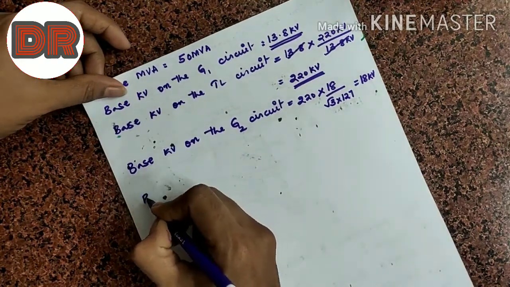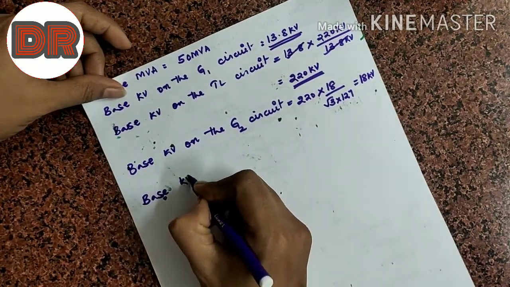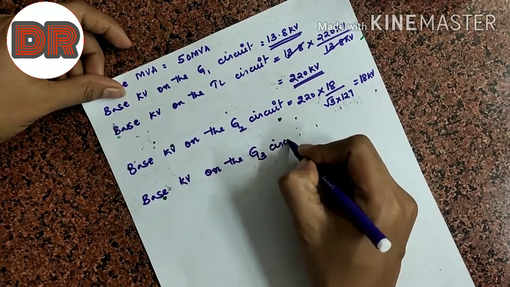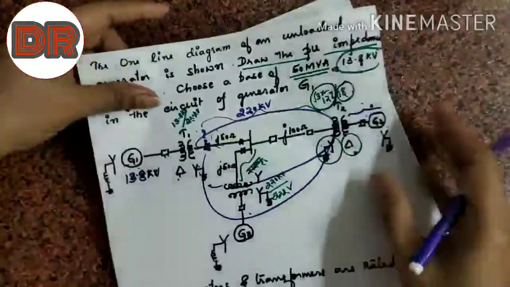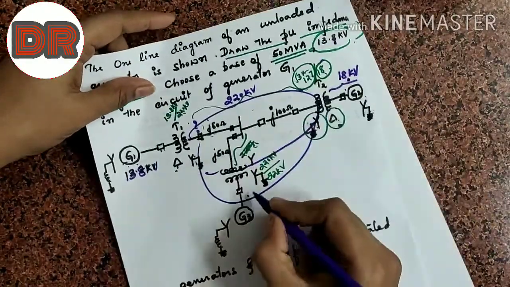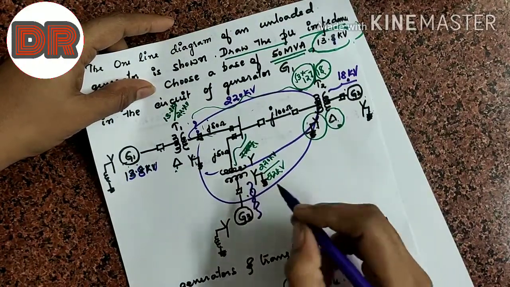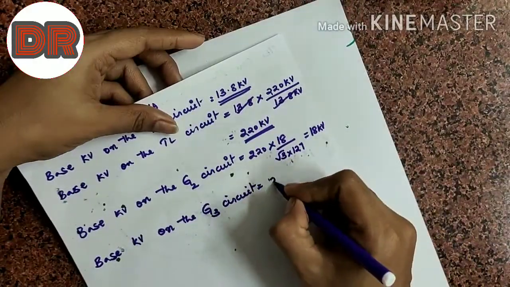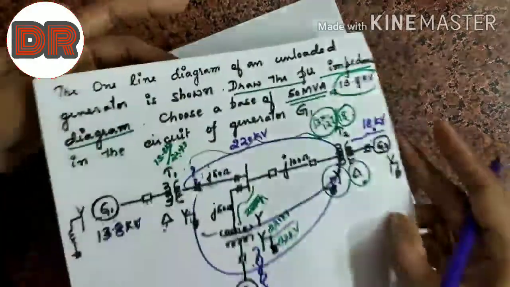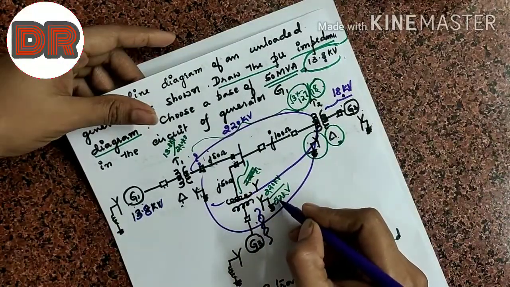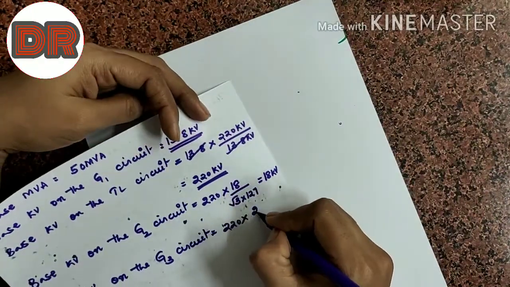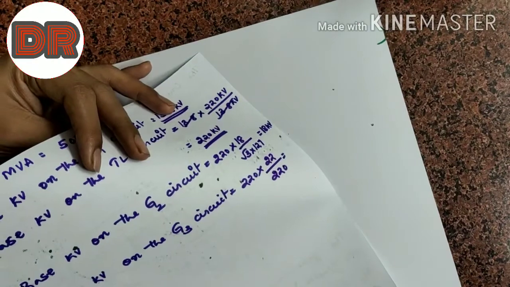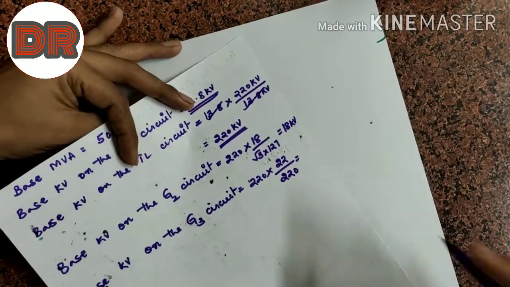Now the base kV on the G3 circuit. On this side it is 220 kV, so it is 220 kV into the low voltage rating of this transformer, 22, divided by 220. So 22 divided by 220 into 220, this becomes 22 kV.